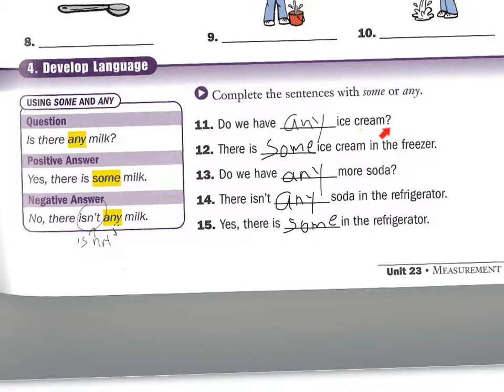Do we have any ice cream? Yes. Okay. There is some ice cream in the freezer. Do we have any more soda? There isn't any soda in the refrigerator. Yes, there is some in the refrigerator.